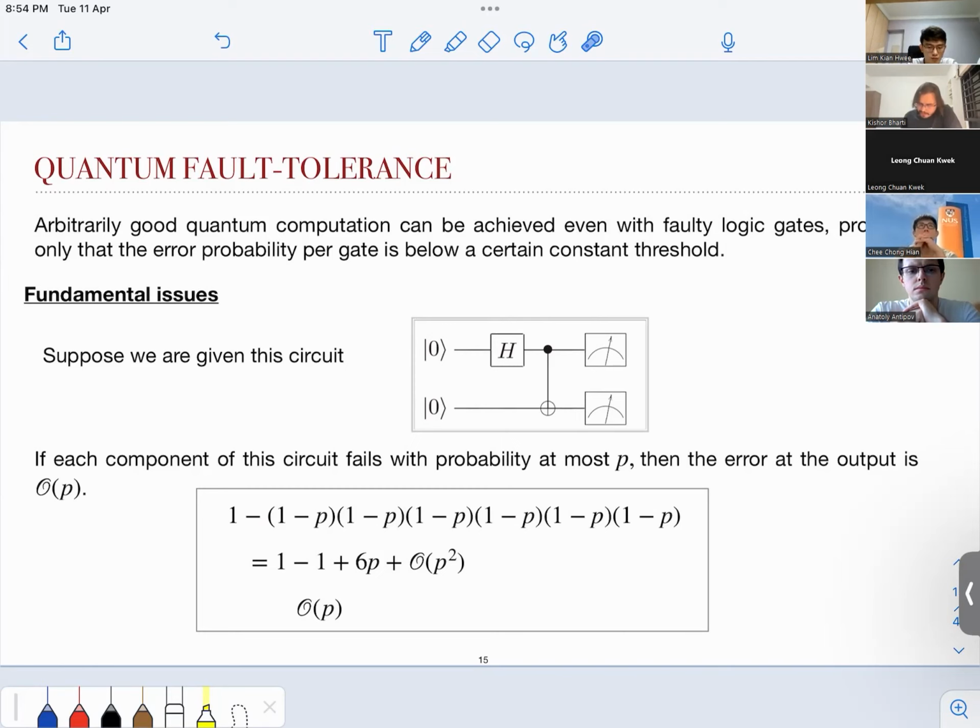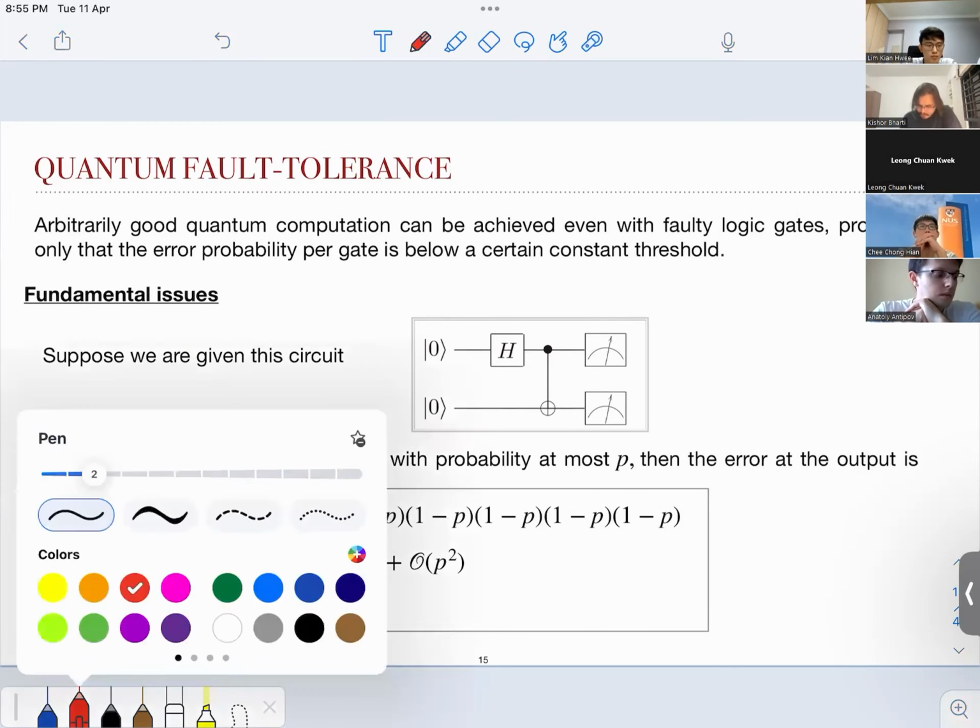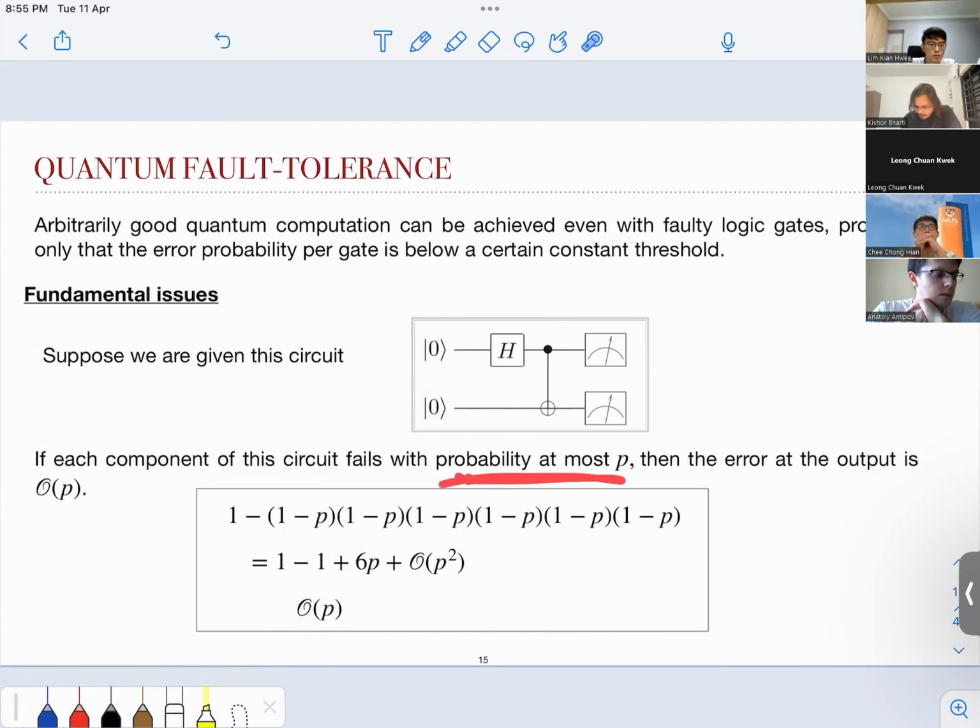Suppose we are given this circuit. This is a very common circuit that many of you must have seen. You start with Hadamard, apply CNOT, and it will prepare a Bell state. Many people like to prepare Bell states for many different tasks. But suppose each component here fails with probability at most P. Then the question is, what is the error at the output?